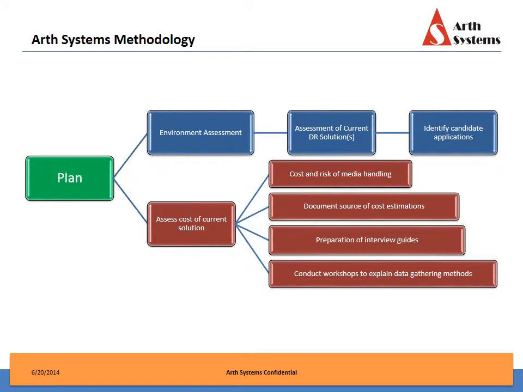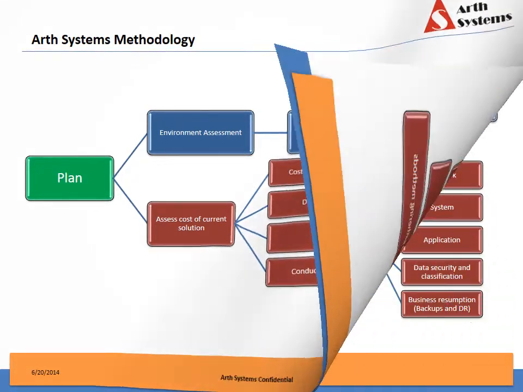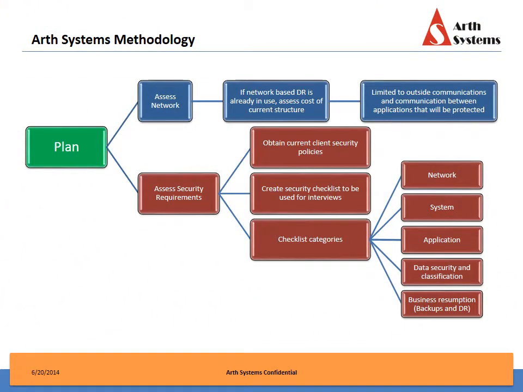Many aspects of the environment must be assessed to gain a full understanding of the desired goals. For example, the costs of the current DR solution are documented to enable an accurate comparison between the existing solution and the AWS solution being implemented. The network assessment determines what, if any, enhancements to the current network would be required to support a cloud-based disaster recovery solution. This information is utilized to assess the cost and scheduling requirements for the overall project.